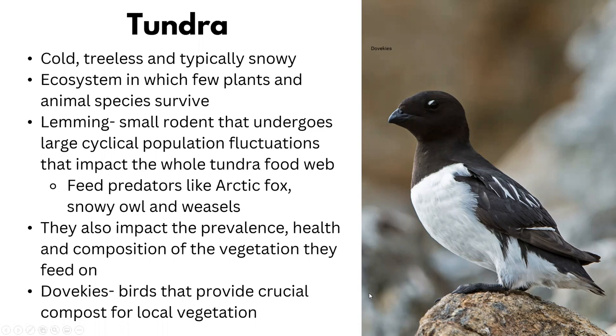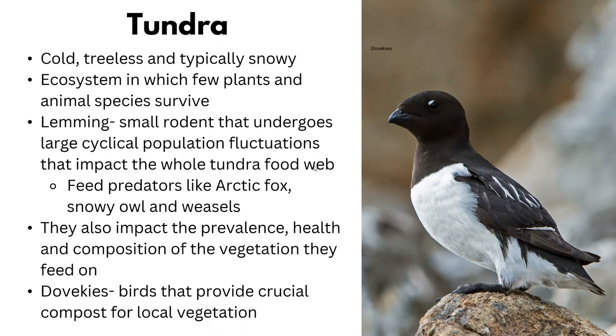And then another one, a bird, is this cute little black and white guy right here. So they poop a lot. There's a lot of these birds there, and they poop a lot, and they actually provide compost for the local vegetation. So without these birds, we don't have the good tree diversity or the vegetation diversity that is in the tundra.